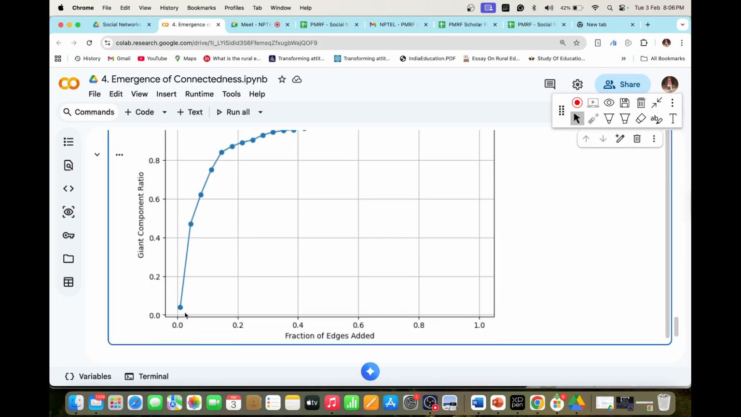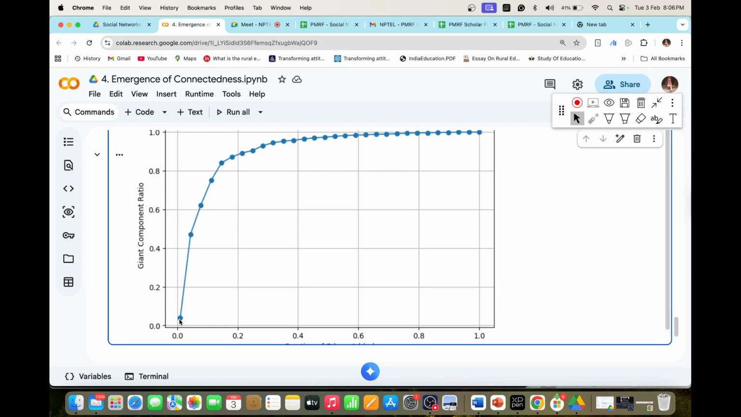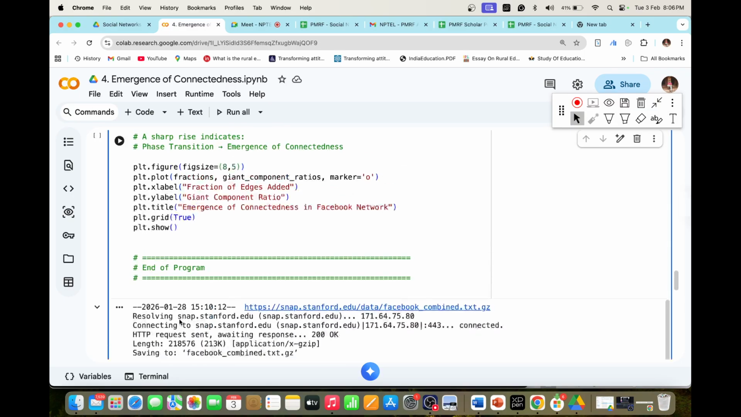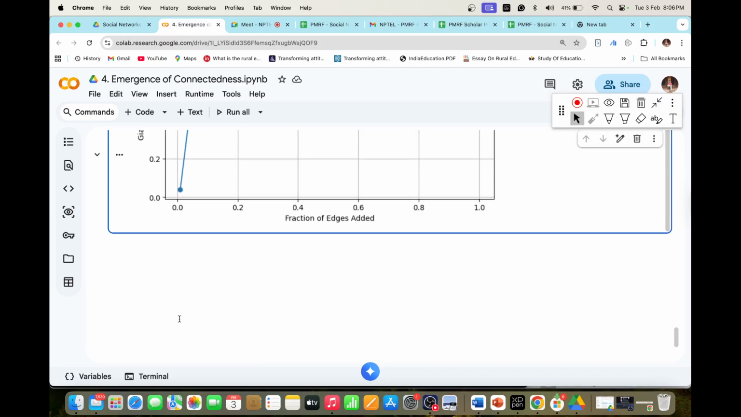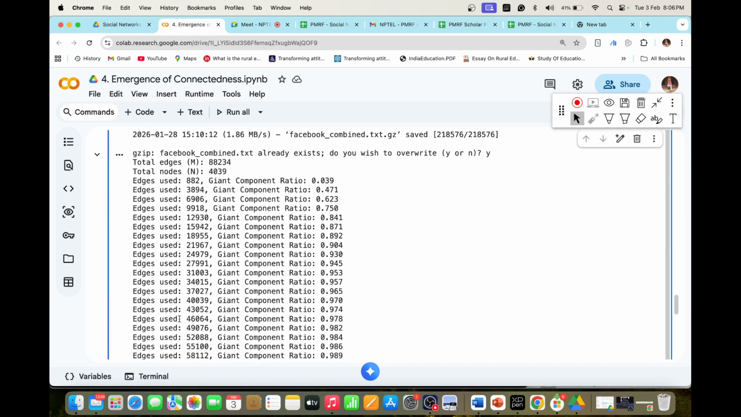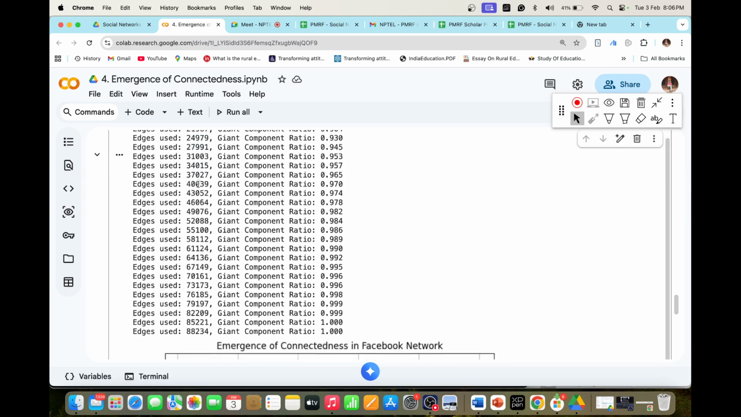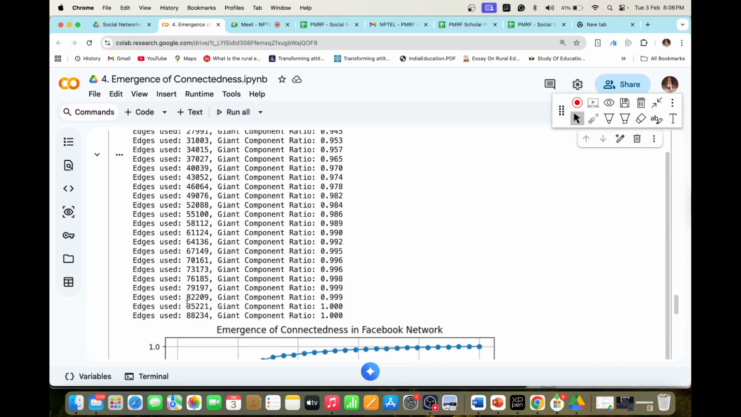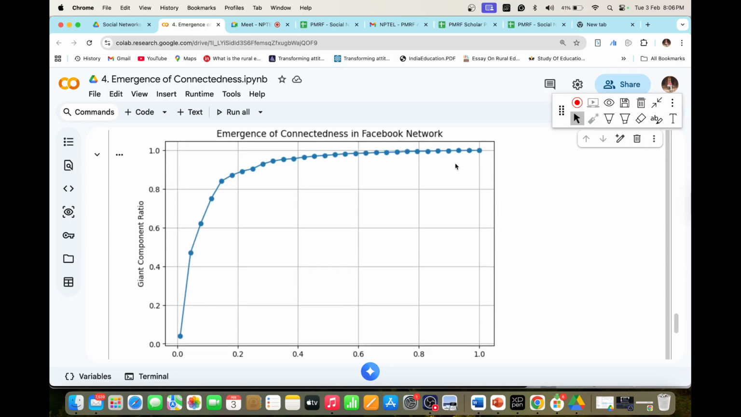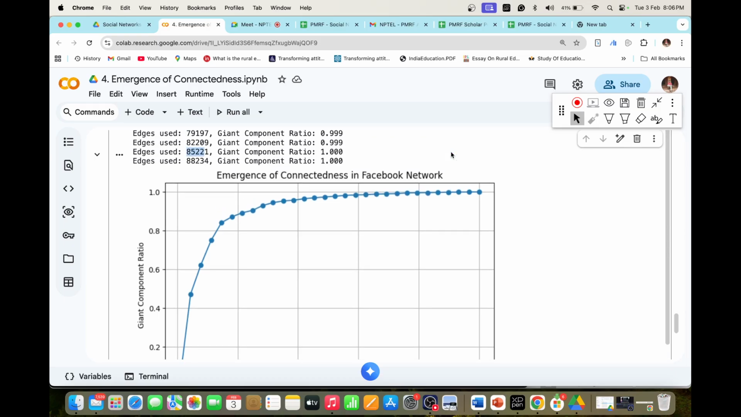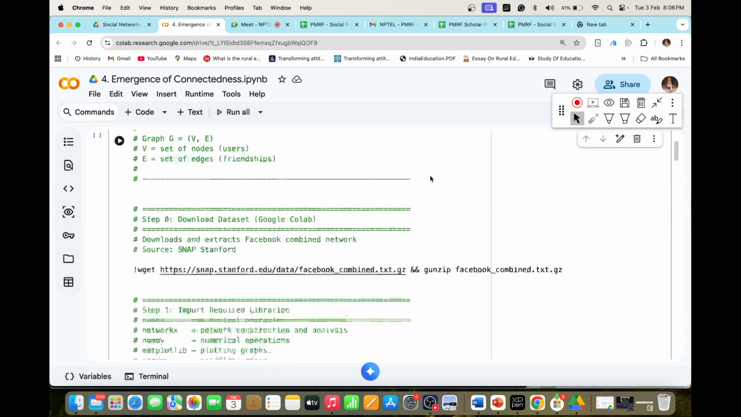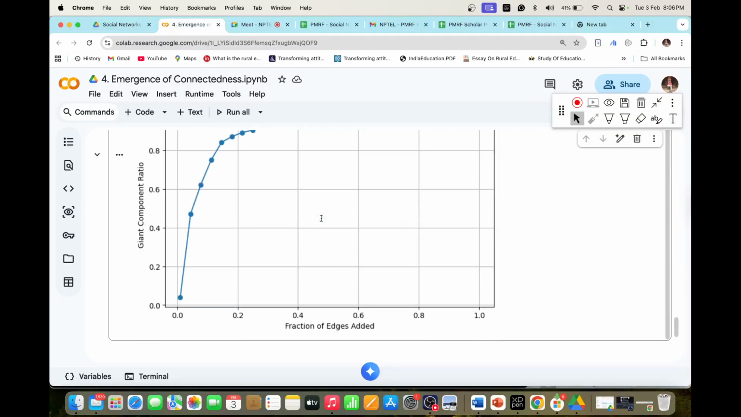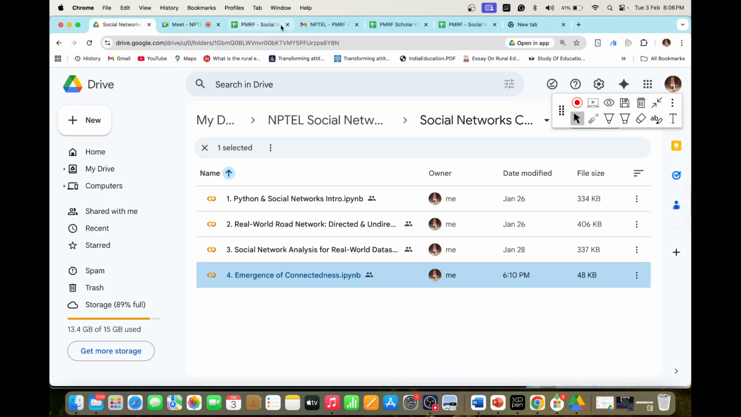So this is the graph. You can see the giant component ratio, it was 0.039 with 882 edges. But when we increase the edges to 85221, our giant component ratio almost reaches 1. So this is emergence of connectedness in your Facebook network. This also I have given to you, so just check this and it will be fun. These are the two codes.